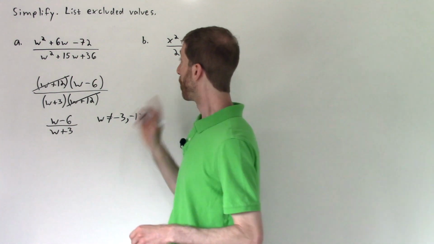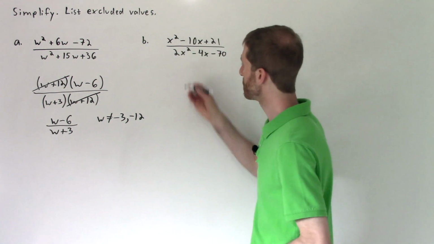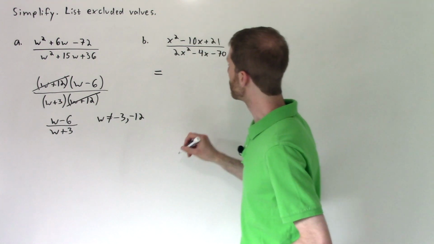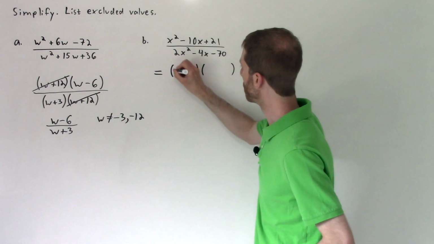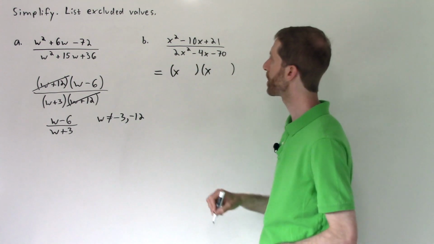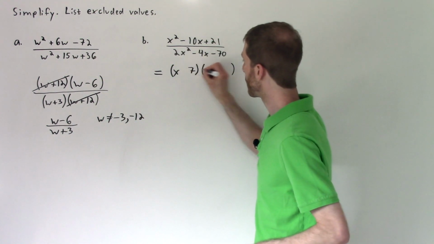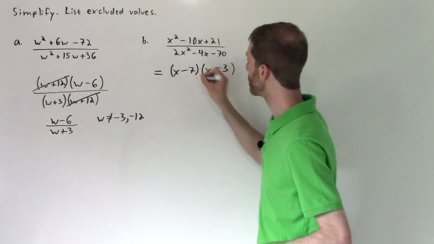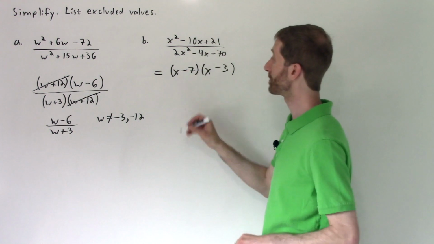Okay, so one last problem here. Again, screaming factor, let's factor away. So in the numerator, we've got x is definitely going to be leading the way in that binomial, and another binomial with an x there. The factors of 21 that combine to give us 10 would be 7 and 3, but they both have to be negative, so they multiply to give us a positive 21 and add together to give us a negative 10.